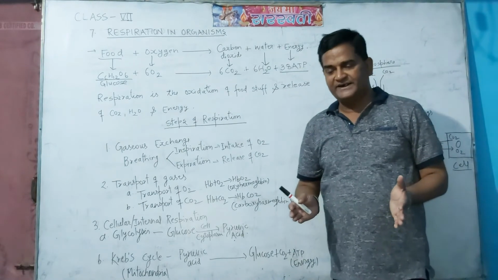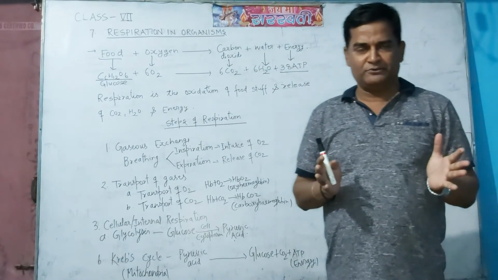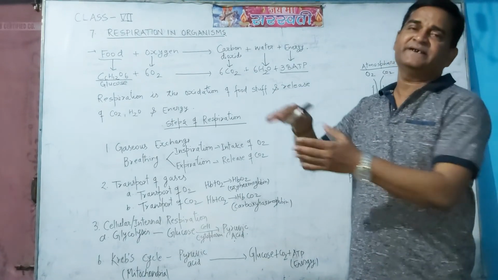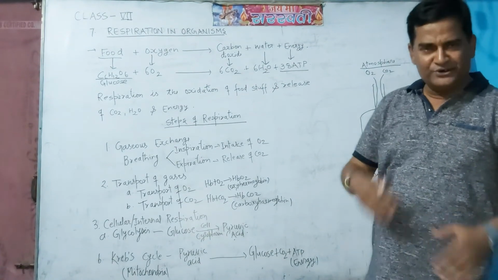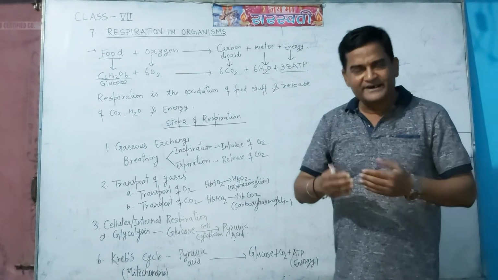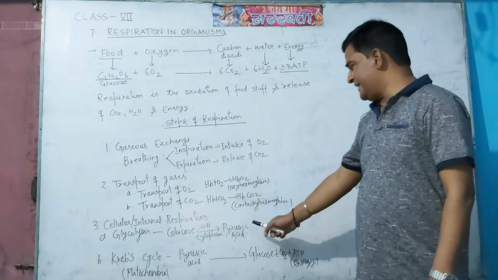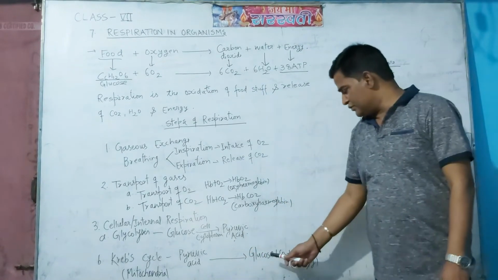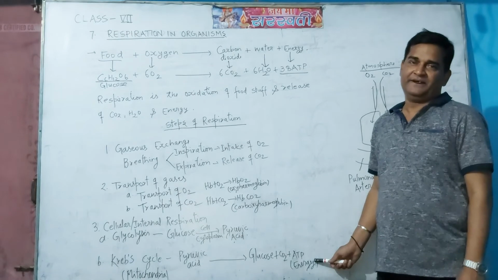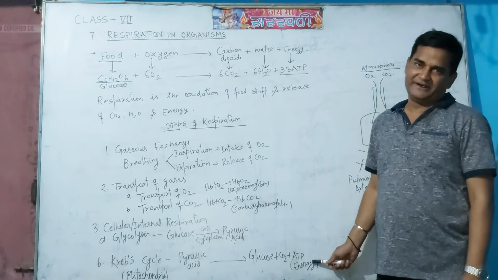This pyruvic acid gets the oxygen. What happens? It reaches the mitochondria. It enters inside the mitochondria. And you know, children, mitochondria is the powerhouse of the cell. And inside the mitochondria, this pyruvic acid gives carbon dioxide, water and energy, that is ATP. It is known as Krebs cycle.